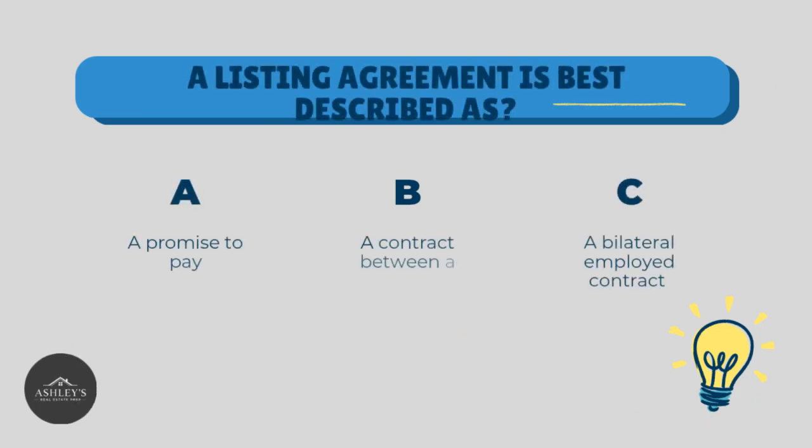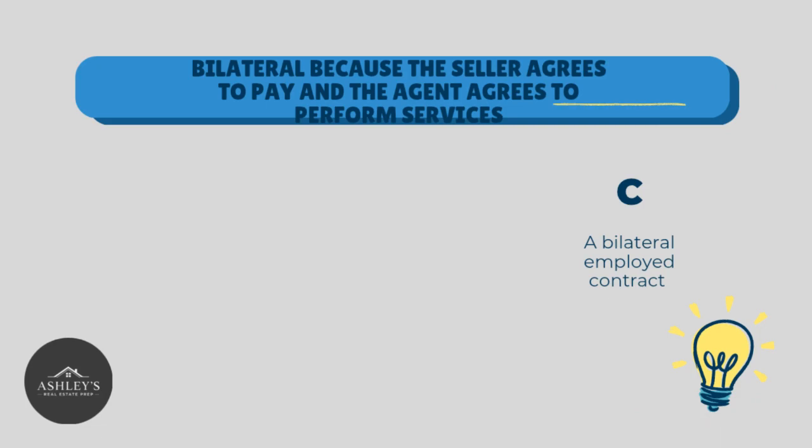A listing agreement is best described as: A. A promise to pay. B. A contract between a buyer and a seller. C. Or a bilateral employment contract. The answer is C, a bilateral employment contract. It's going to be bilateral because the seller agrees to pay and the agent agrees to perform services. So there's two parties agreeing to do something. In a unilateral contract, only one person will promise to do an action. But since this is a bilateral employment contract, two people are promising to do something.